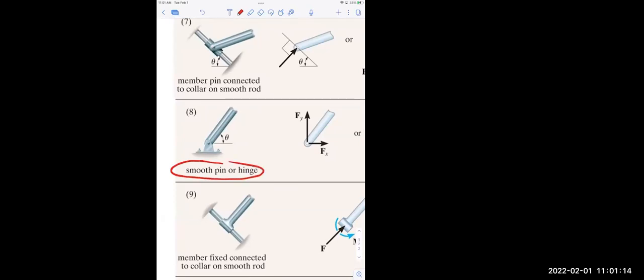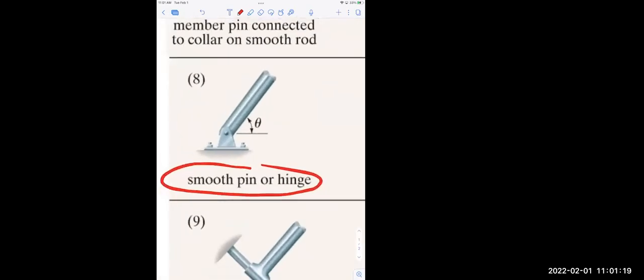It's pin connected or hinge connected. And again, there's a pretty decent drawing of it there. You can see the pin right here passing through that member.